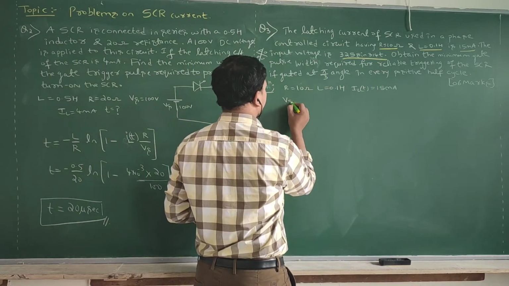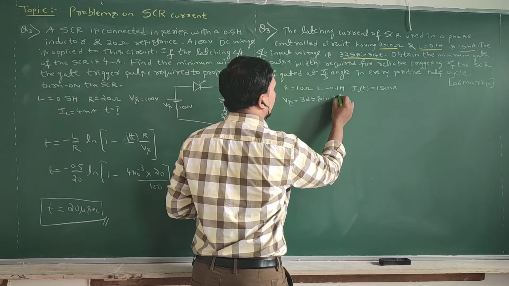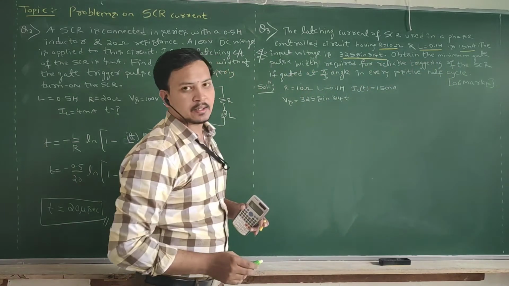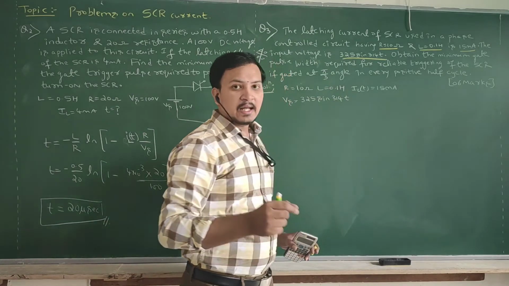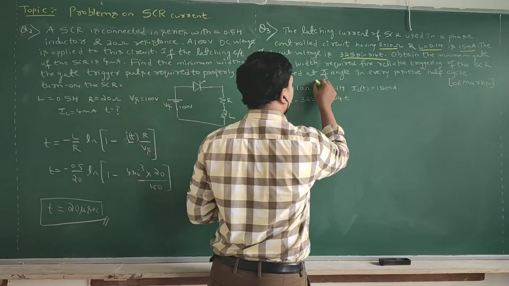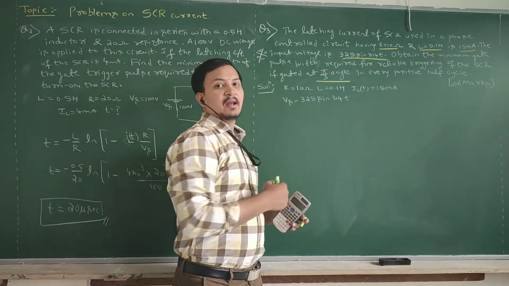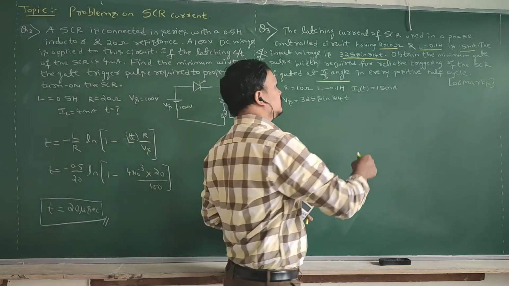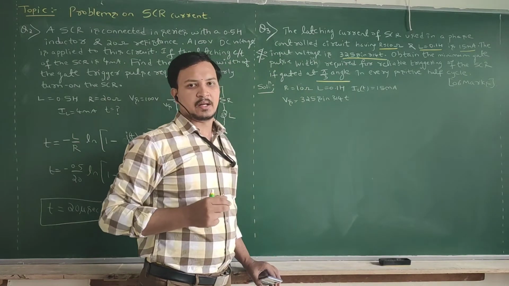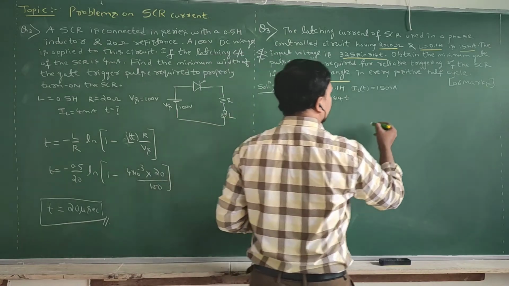So that is your input voltage, 325 sine 314 t. Obtain the minimum gate pulse width required for reliable triggering of the SCR if gated at pi by 3 angle. The SCR is fired at pi by 3 radians or 60 degrees in every positive half cycle. So this question is a little bit complicated. That's why they will ask a little more marks. Okay, 6 marks. So the circuit is the same.